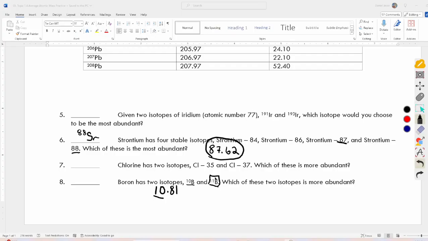I guarantee you we're going to have questions like this on your test. So really what it's asking you is, which number is this closest to? 10 or 11? Well, it's closest to 11. So our answer is boron 11. I feel like y'all can figure the rest out on your own. So I'm going to leave it at that for you today.